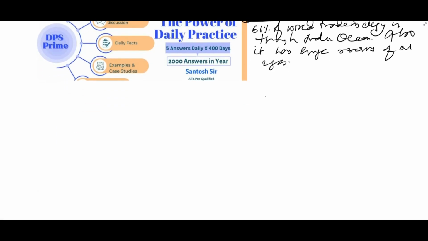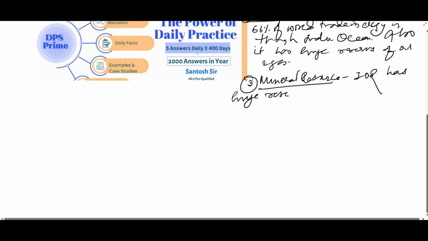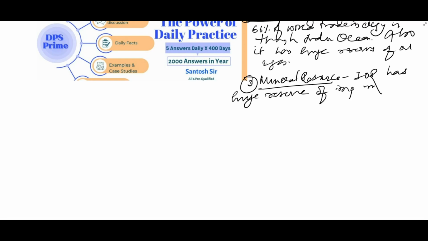Third point what you can write is mineral resources. So you can say that Indian Ocean region has huge reserves of important mineral resources.